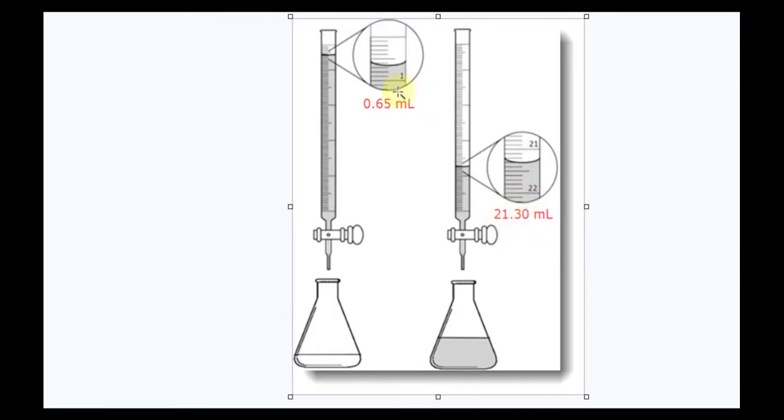On the AP exam, you could have a little bit of leeway on this hundredth of an mL. So if you said 0.66 or 0.63 or 0.31, you were given full credit for it. But then to find out how much titrant you used to react with your analyte, you're going to have to do a subtraction.